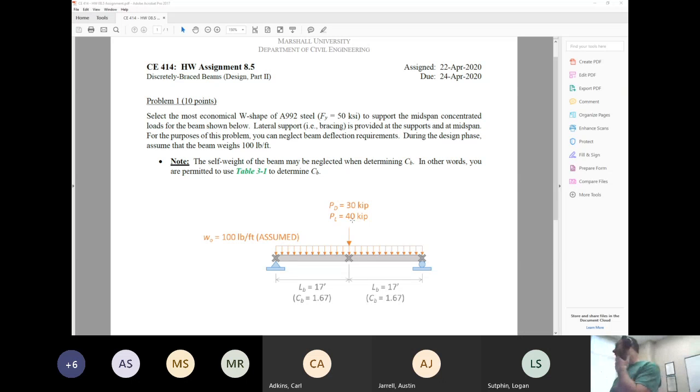I have here a note, which I can probably delete, because I say the self weight of the beam may be neglected when determining Cb. In other words, you're permitted to use Table 3-1, but I gave you the Cb values there at the bottom, so you don't even need to look up the Cb values in Table 3-1. You can just use those. So, are there any questions?